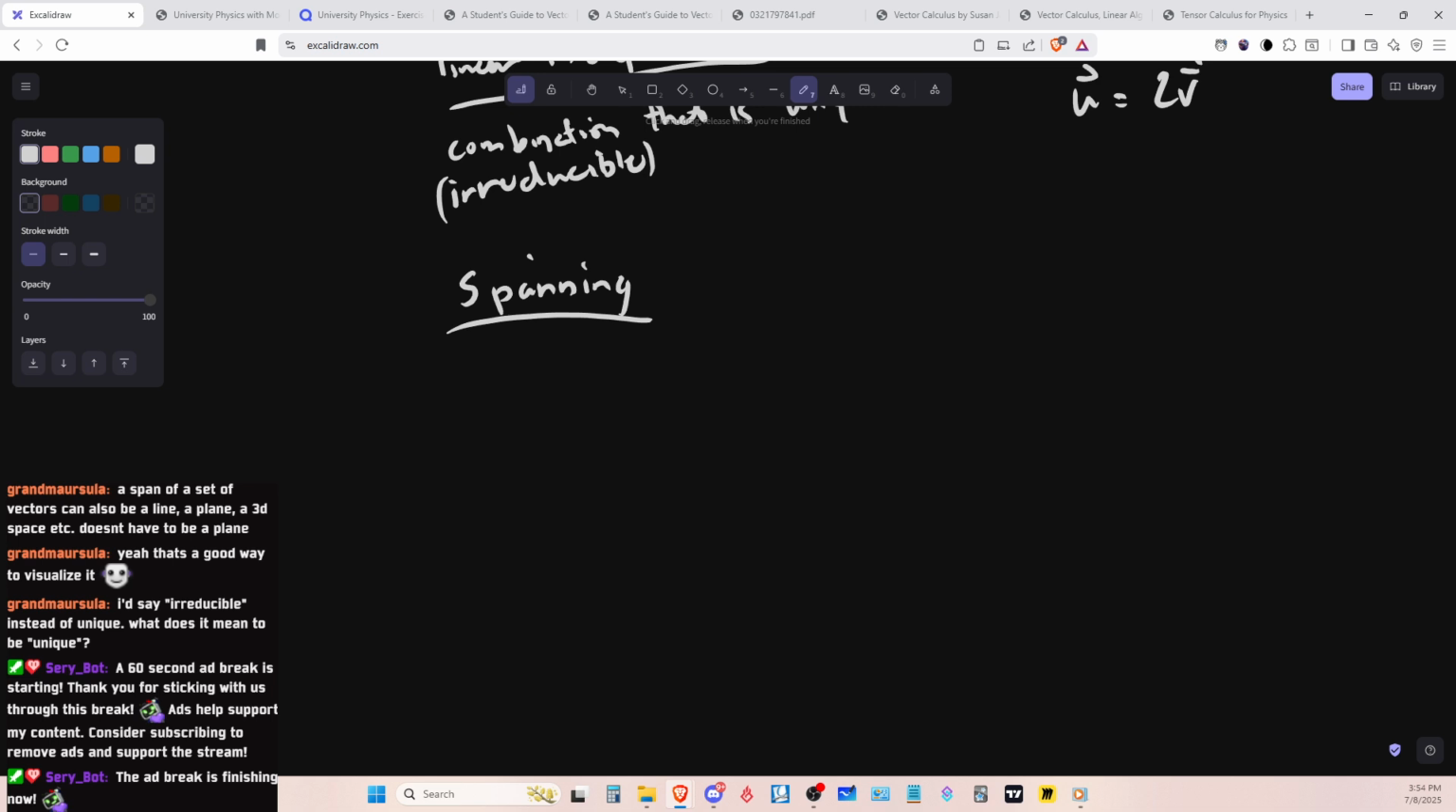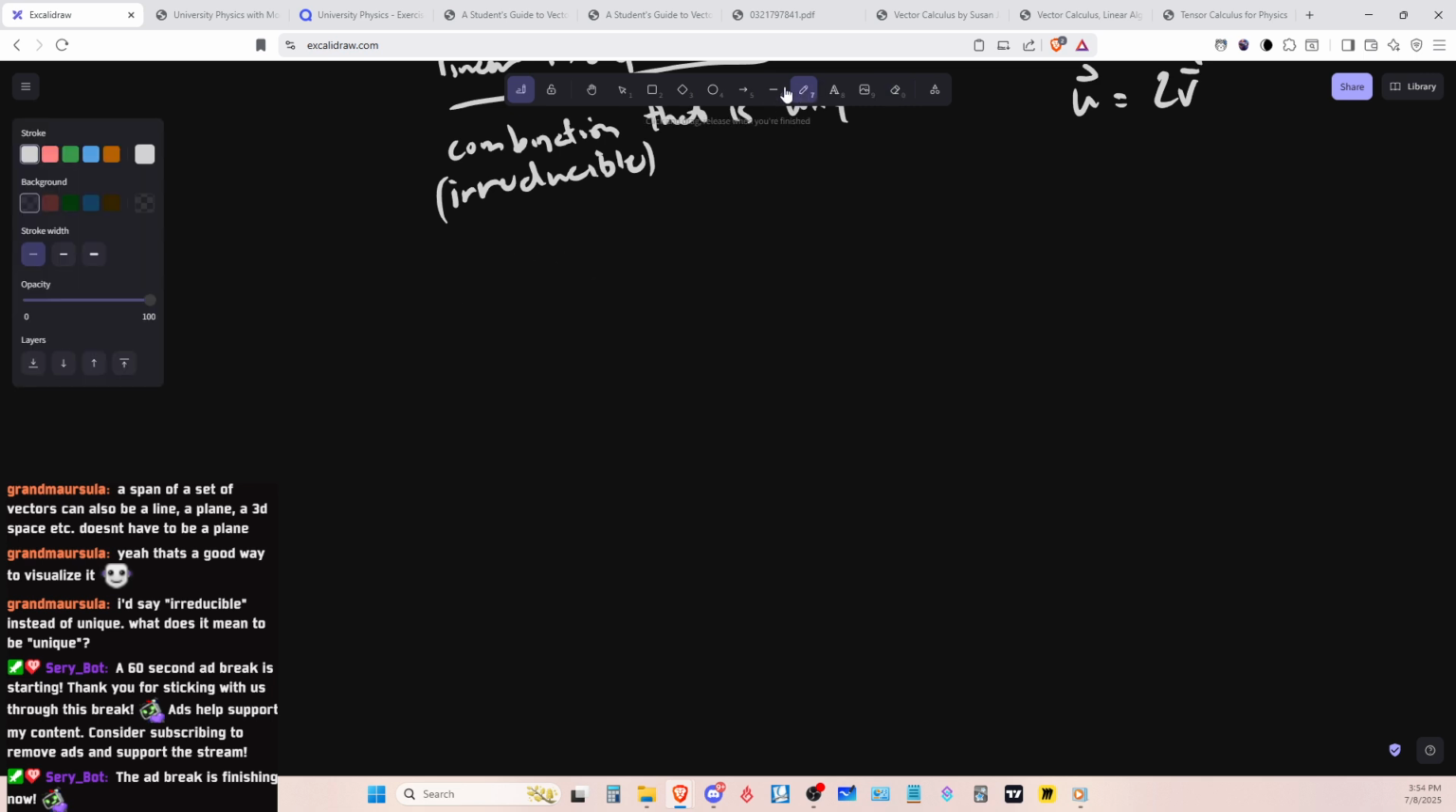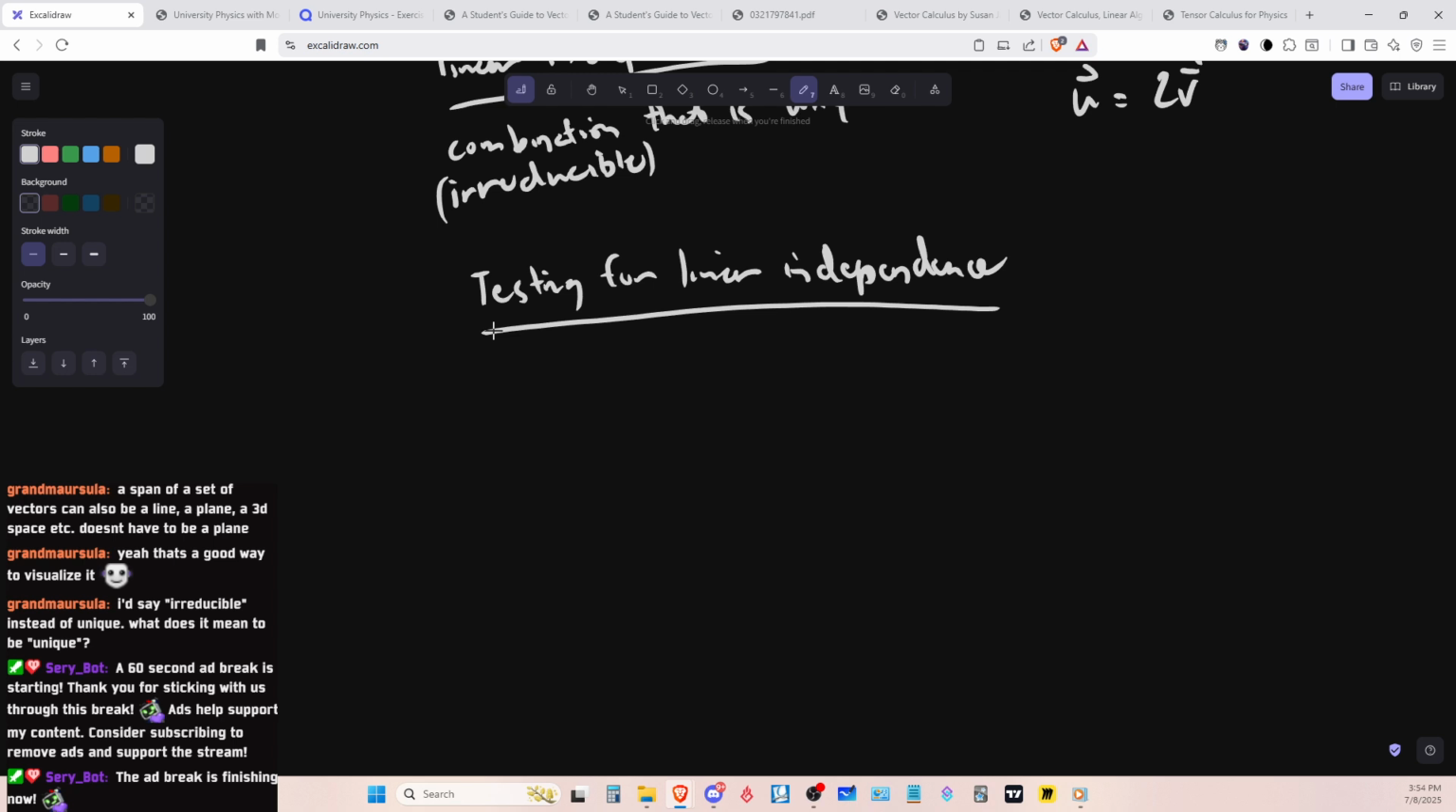So, testing for linear independence. Ooh, this one's something I probably should pay attention to. So, testing for linear independence.